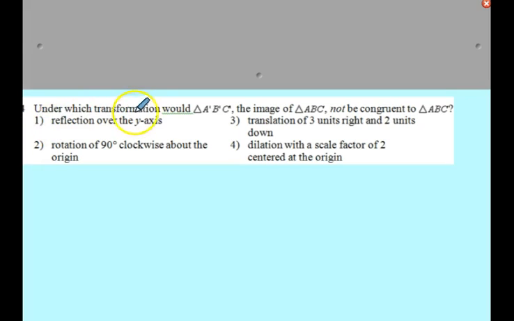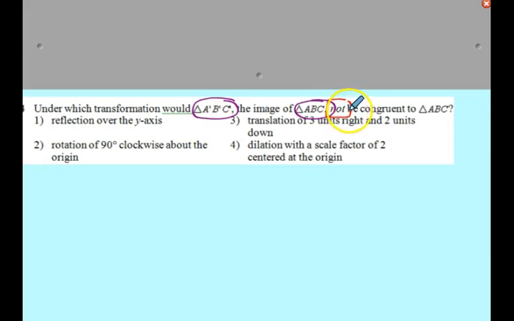Another transformation question. Gotta read it carefully to make sure that you're focused on every word and actually visualize the situation. Of course, this word not is very important. They are using prime notation, so they're not trying to trick us. So there is an image and the original, and they're not congruent.